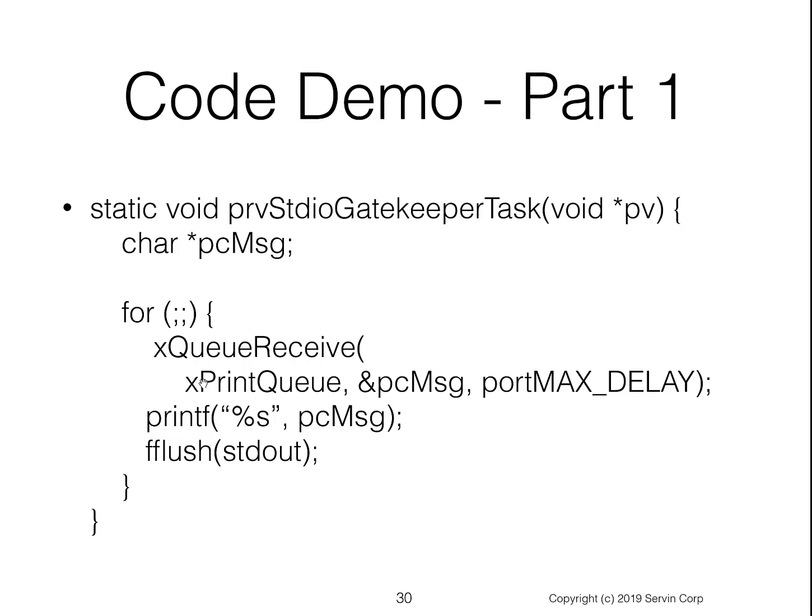Previously, before starting up this task, there was a queue set up called print queue. So we just do a receive on that, giving a pointer to where to put the message when it comes in, and we use, in this case, port max delay, because we have nothing to do other than wait for a message to come in on the queue. When it does come in, we do a print, and we do the fflush. And notice we're doing this in a safe manner because all the other tasks and all the other ISRs are always sending their print information through this queue.